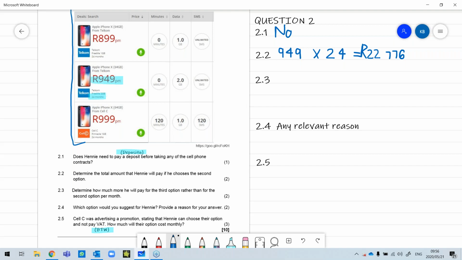Question 2.3. Determine how much more he will pay for the third option rather than for the second option per month. So extremely important, not the total cost. Dis nie die totale koste nie. Hy wil net weet wat is die verskil in koste tussen opsie 2 en 3 per maand. So option 3 is more expensive at 999 rand. Option 2 is less expensive at 949 rand. If we subtract the two, the difference is, let me see, 800, no, that's not right.